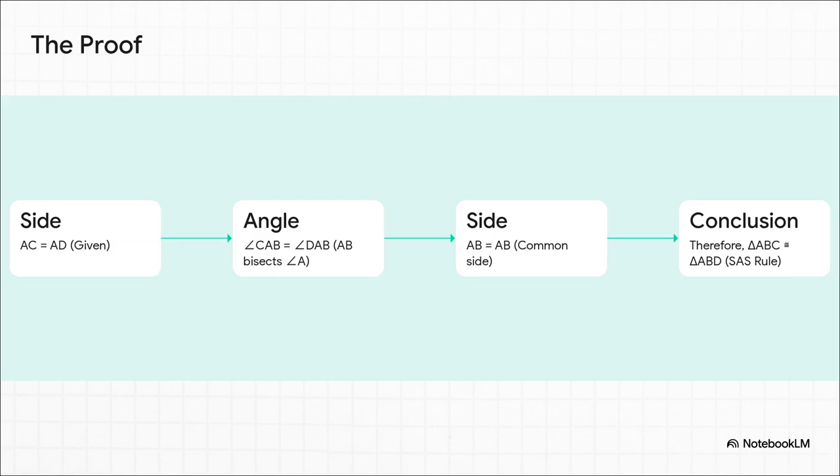Okay, let's write out the proof. We're looking at triangles ABC and ABD. First, we have AC equals AD. That's a side, and it's given to us. Next, we have angle CAB equals angle DAB. That's an angle, and that's also given.